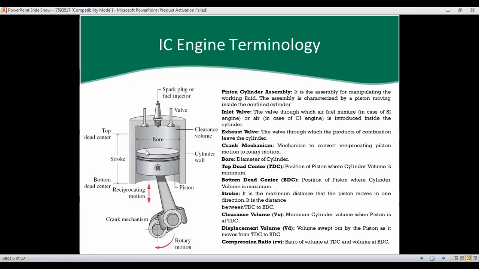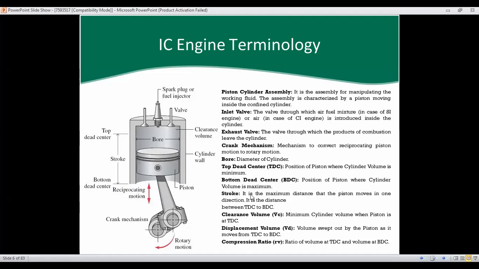It means the highest position or highest peak of the piston inside the cylinder, that is called the top dead center. Bottom dead center, position of the piston where cylinder volume is maximum. So this is the lowest position of the piston inside the cylinder, that is called the bottom dead center.